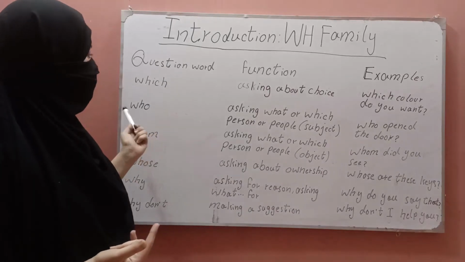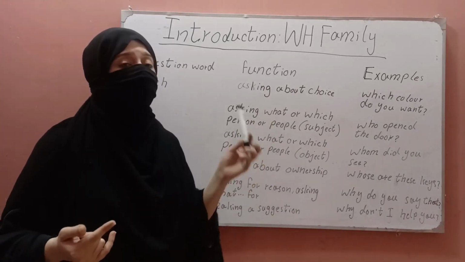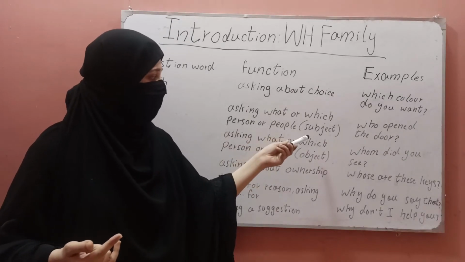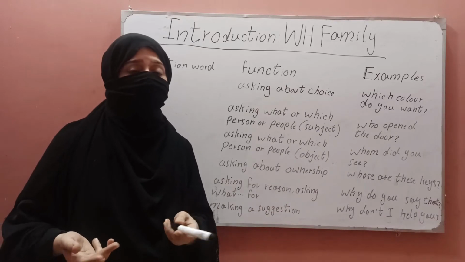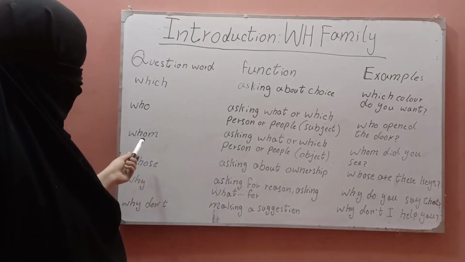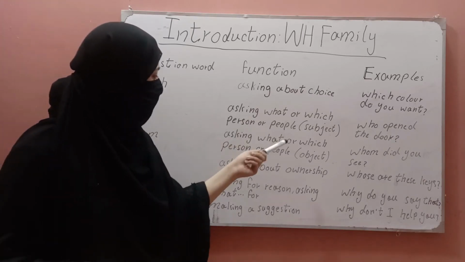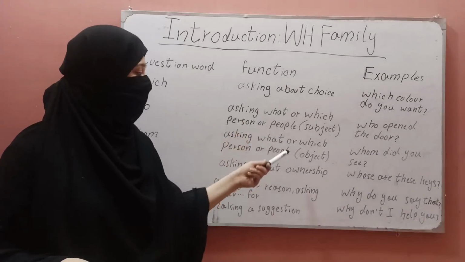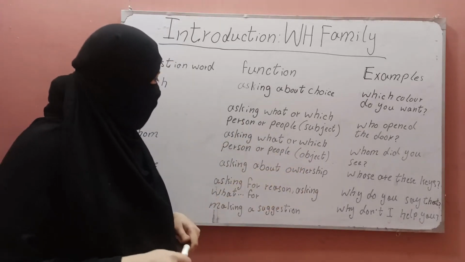And the other word is who. Who is used for asking what or which person or people. It is concerned with the subject. Who opened the door? Who knocks at the door? Who brought you here? And the other word is whom. It is used for asking what or which person or people, but it is concerned with the object. Whom did you see? Whom did you call?